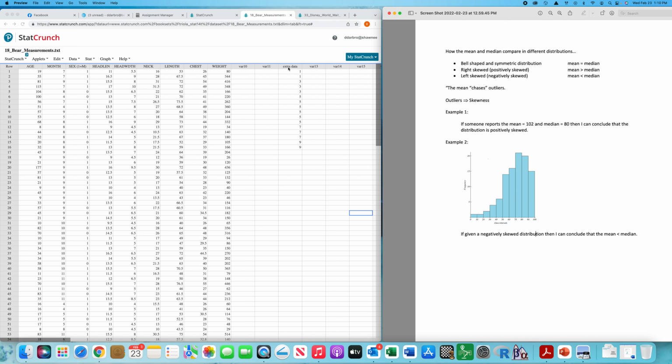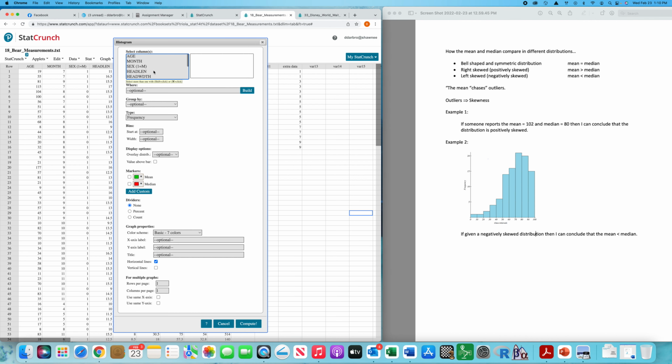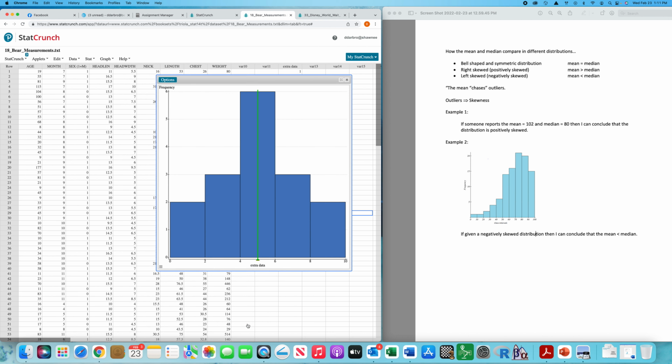Now, what I have is this extra data that I created, and I created this to be perfectly bell-shaped and perfectly symmetric. So if I grab a histogram of the extra data that I've added in, which has nothing to do with bears, and I put markers at the mean and the median, what I'm going to get, because I constructed it this way, is a bell-shaped and symmetric distribution. Now, there should be a green line for the mean and a red line for the median. We can't see the red line because the green line is over top of it, but we can see that the mean and the median are equal to 5.